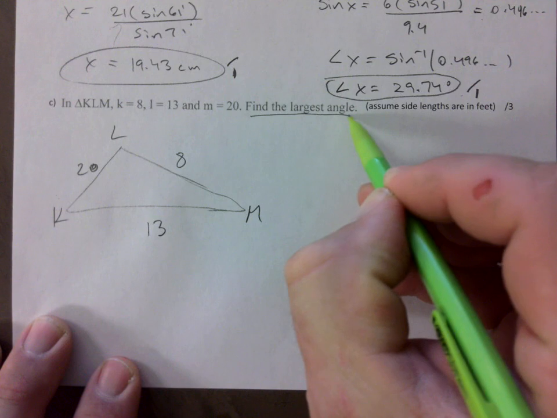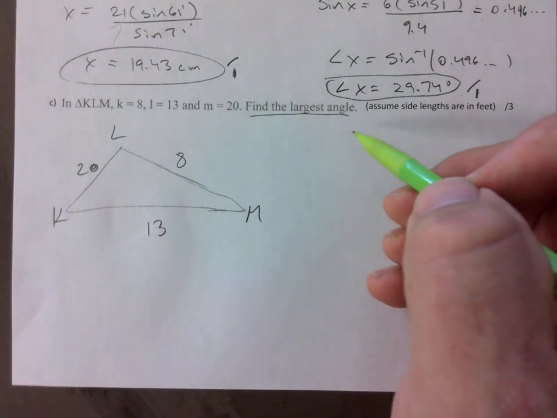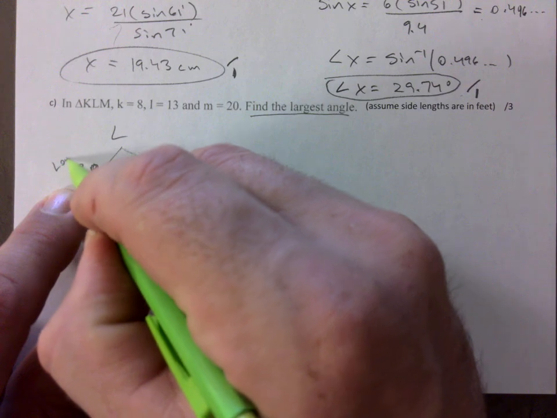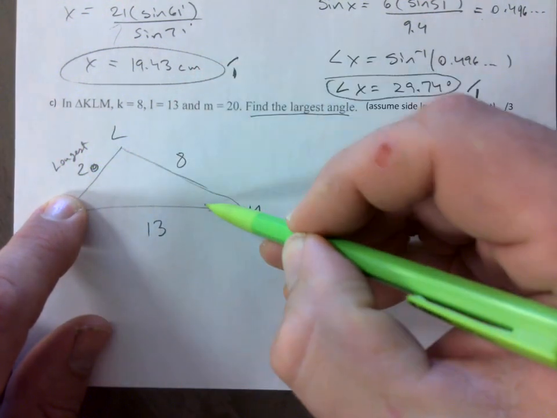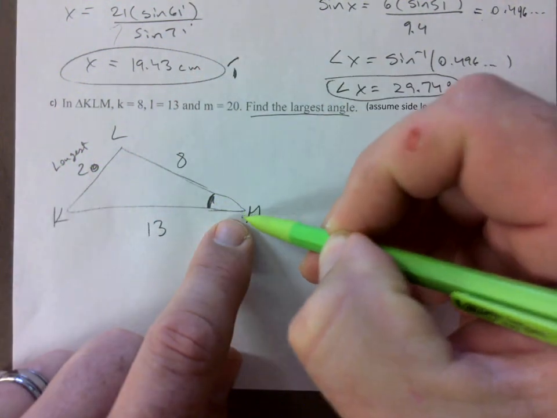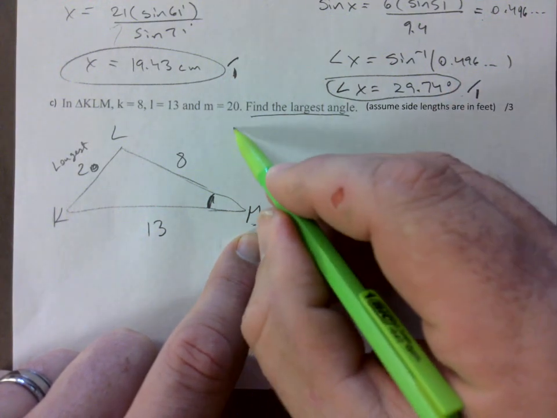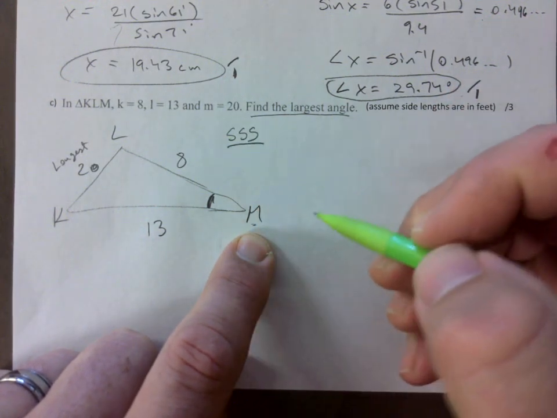It says find the largest angle. There's a long way of doing this, there's a short way of doing that. Right? We know this is the longest side, and so this is the angle that we want, right? You just want to solve for M here to make it quick. This is a side, side, side scenario.